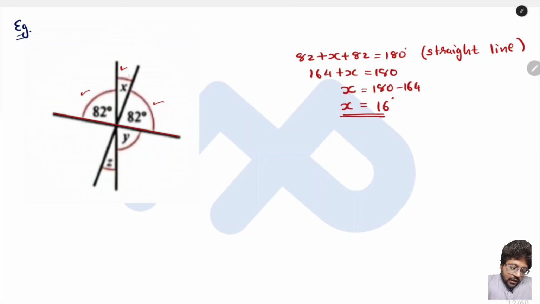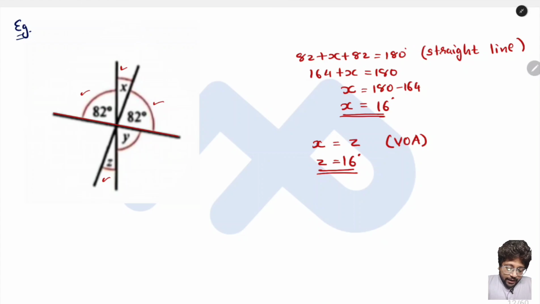Now you see this x and the z, they are forming an X and they are opposite sides of each other, basically vertically opposite angles, and vertically opposite angles are equal, we have already learned about it. So x is equal to z, reason: vertically opposite angles, and x we have already found, that is 16, so z is also 16, right?